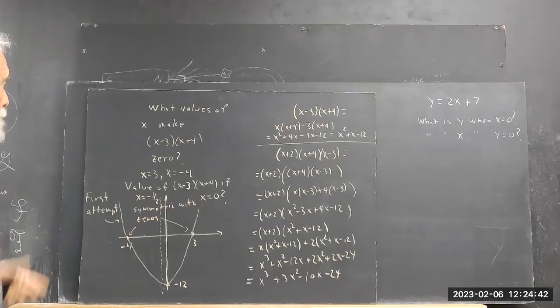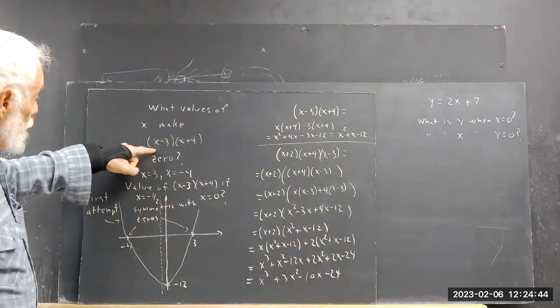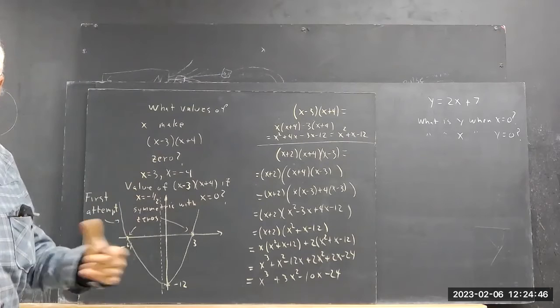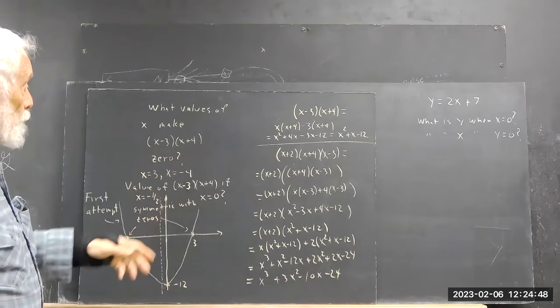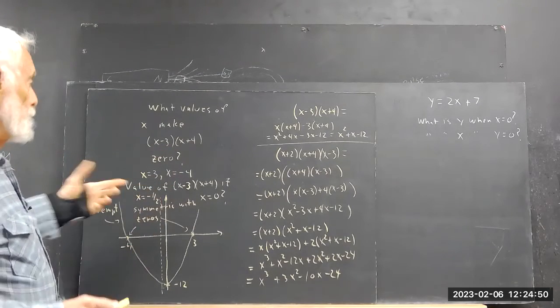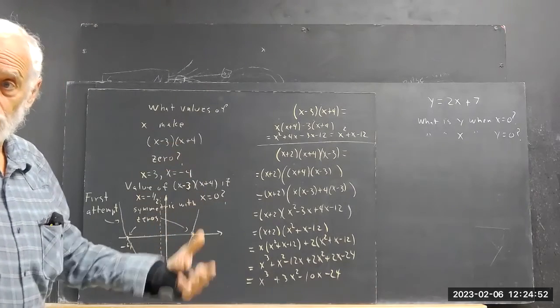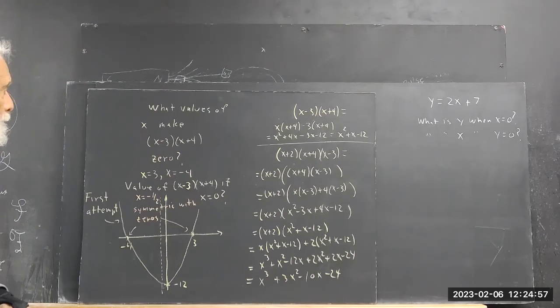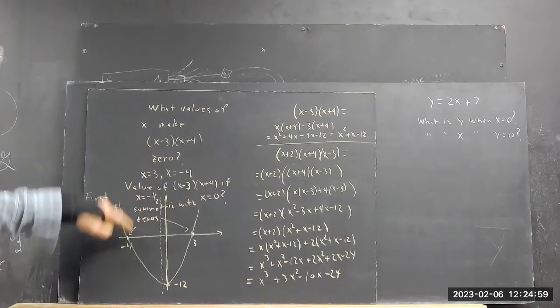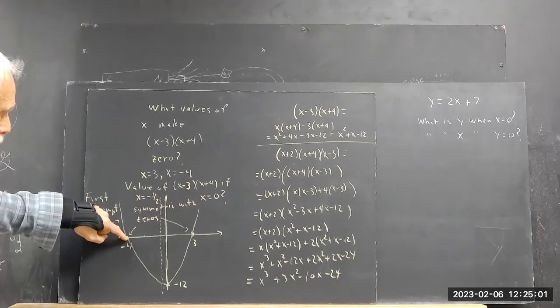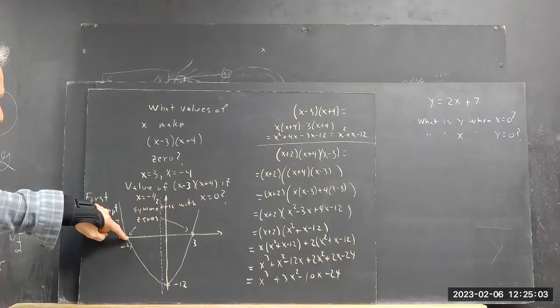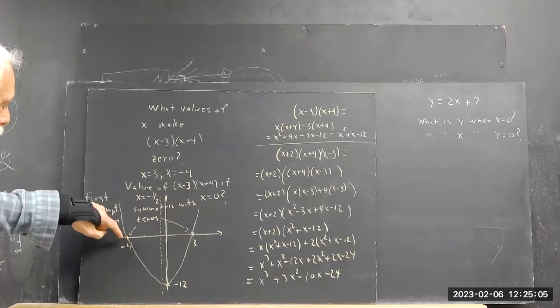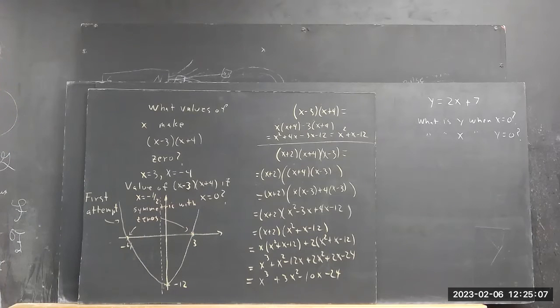Well, you can see that if x is 3, x minus 3 is going to be 0. That's going to make it 0. If x is negative 4, x plus 4 is going to be negative 4 plus 4. That's going to be 0. That's going to make the whole thing 0. That means the graph of this is going to have y equals 0 when x equals negative 4 and when x equals 3. Those are called the zeros of the function.